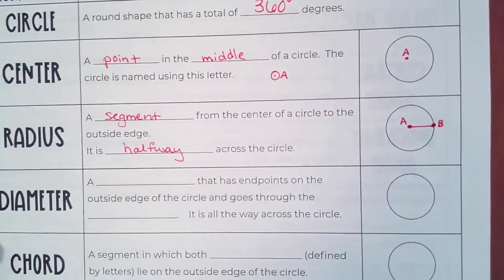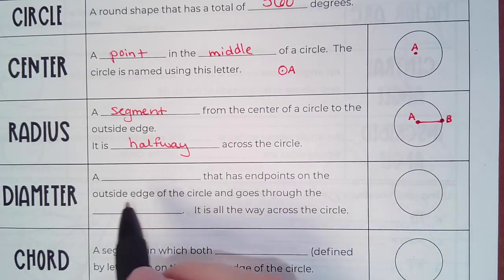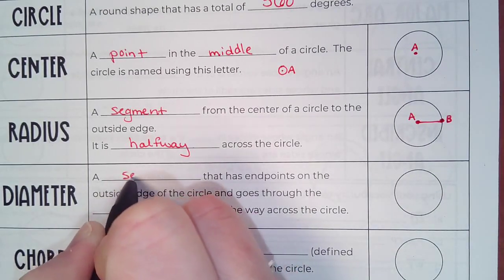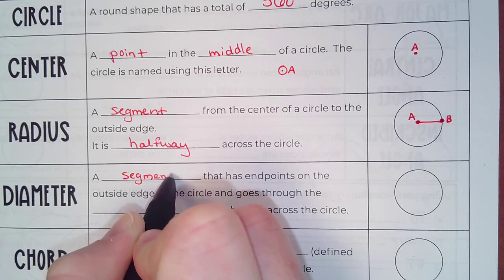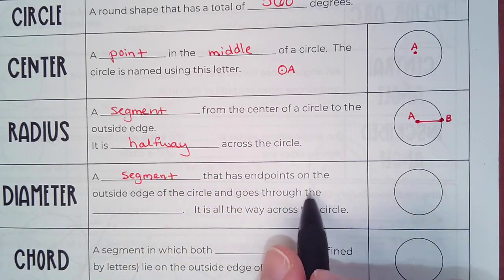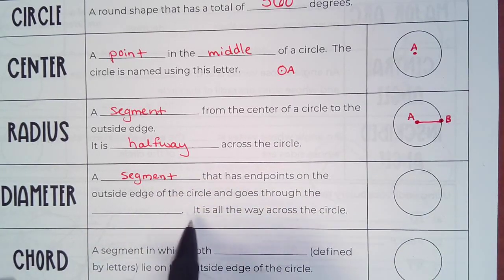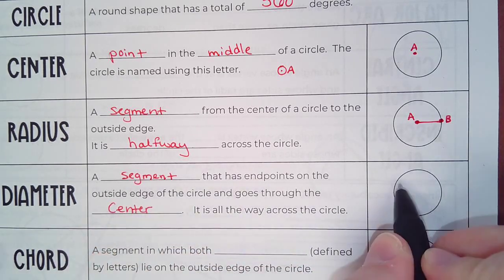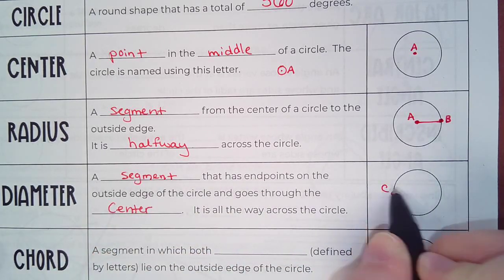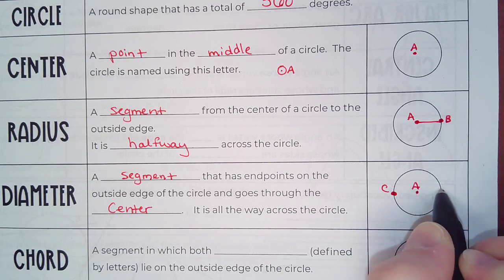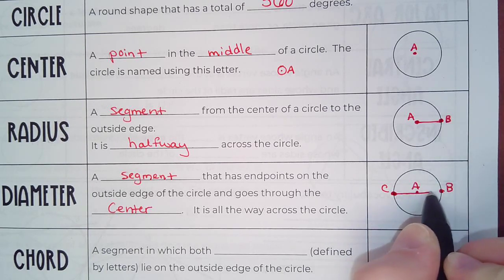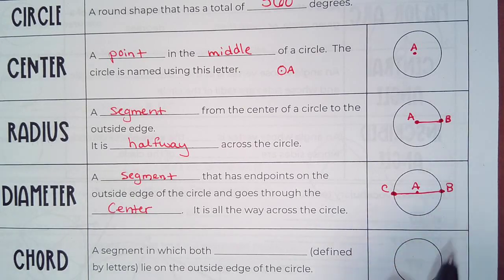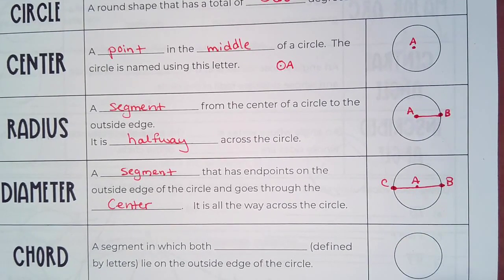Diameter is all the way across the circle. So it's a segment that has endpoints on the outside edge of the circle and goes through the center. So if I put C here, A and B, it goes through the center and it's hitting the outside of the circle on both sides.